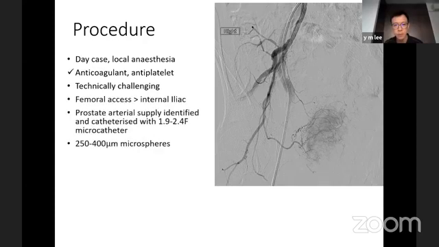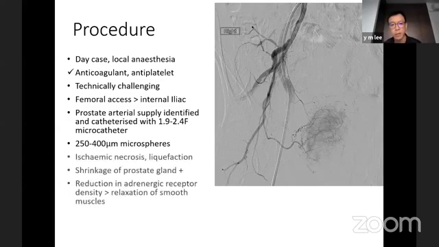And the interventional radiologist will actually cannulate the anterior division of the internal iliac artery, and then they will delineate the prostatic artery supply, and they'll catheterize that with a microcatheter, to which they will inject microspheres, right? They are ranging from 250 to 400 micrometers in size. This will then cause ischemic necrosis, liquefaction, and eventually shrinkage of the prostate gland. And there's also a reduction in the adrenergic receptor density, which helps to relax the smooth muscles in the prostate itself.